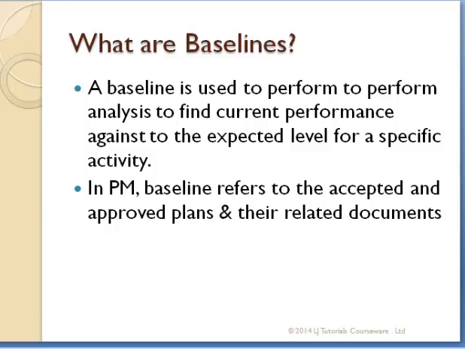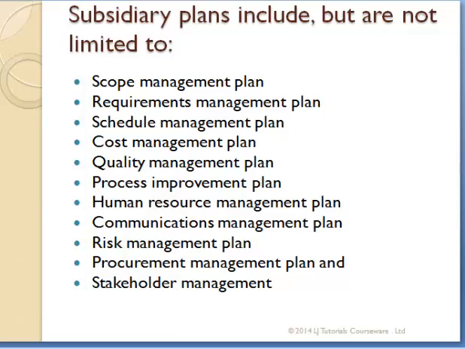Now they also talk in the PM plan, the project management plan, you can include some other plans like the subsidiary plans. These are plans from other knowledge areas like scope, requirements, schedule management, cost, quality, process improvement plan. Process improvement is not actually a knowledge area, but it's one of the things we include in subsidiary plans. We also have the HR management plan, the communication management plan, the risk management plan, the procurement management plan, and the stakeholder management plan. Now, these are the subsidiary plans. We'll discuss them in detail because we'll be going through each of the knowledge areas one by one.